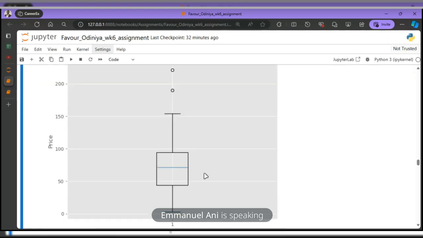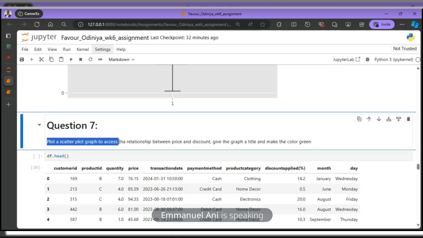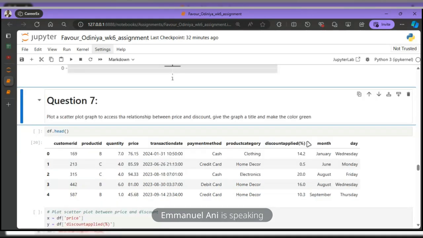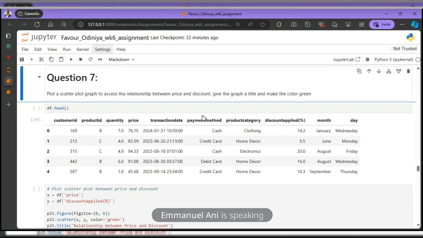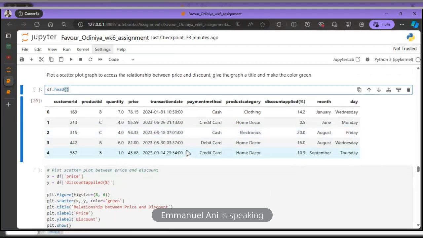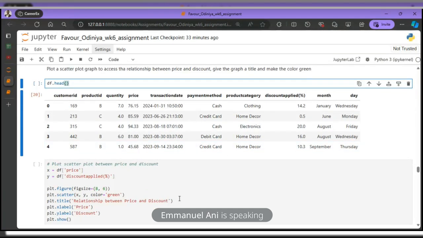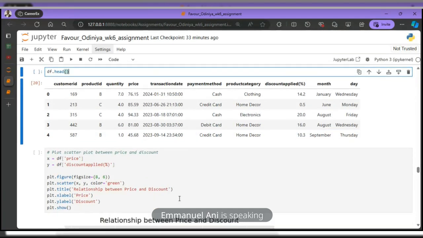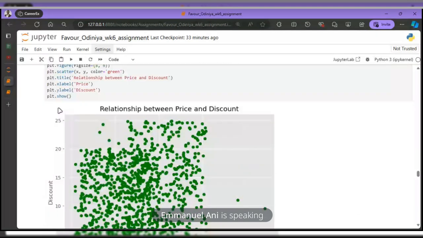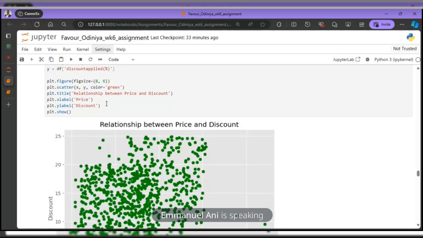Yeah, question 7. Plot a scatter graph to assess the relationship between price and discount and give the graph a title and make the color green. So I'm just giving you specific instructions here because I need you to kind of touch your graph a little. So that's straightforward. You can use Seaborn, or you can use Matplotlib, anyone.